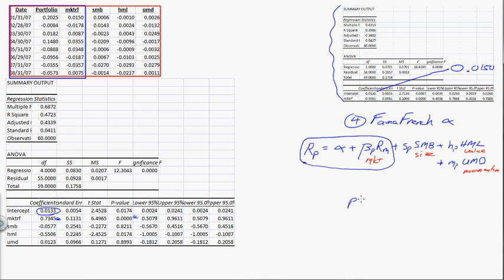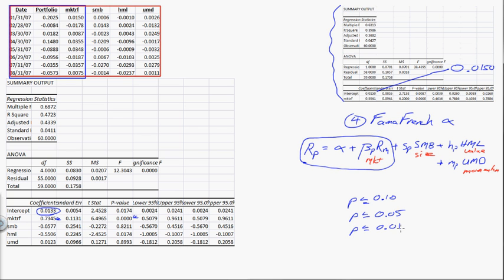And remember, if the p-value is less than 10, it's significant at the 10% level, which means I'm 90% sure that the estimate is different than 0. If p is less than 5, it's the 5% significance level.